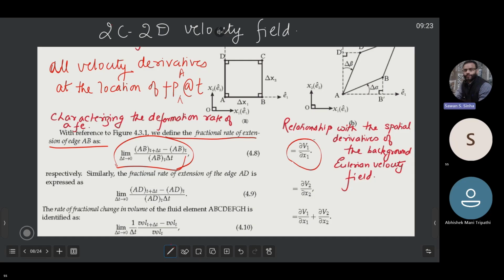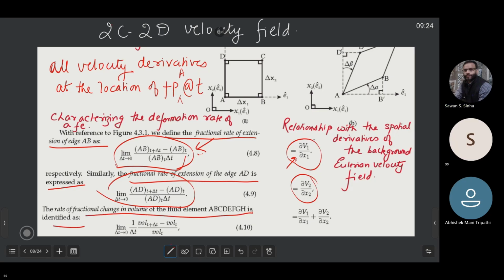Okay? You understand the difference here? Defined and derived. We defined this based on our physical understanding, and then we derived, using the background velocity field and truncated Taylor series, that this physical quantity must be related to the background velocity field in this manner. Fractional rate of change in length AD, defined in this manner, turned out to be this. Derived. Rate of fractional change in volume, I derived it just on the previous slide, defined in this manner, derived to be this.